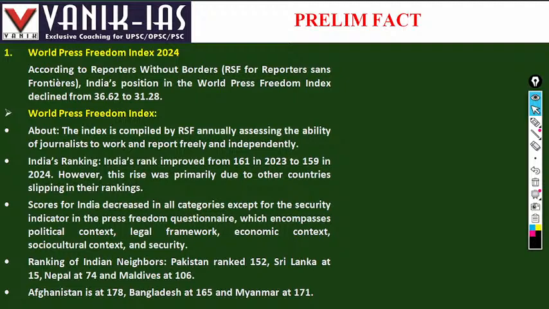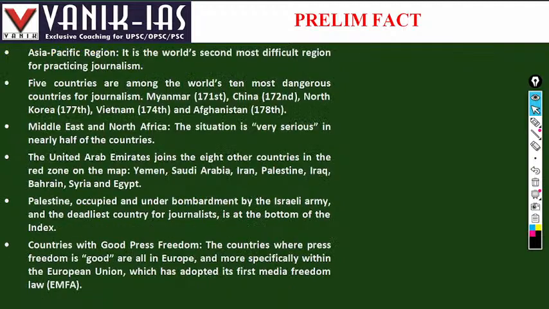Scores for India decreased in all categories except for the security indicator in the press freedom questionnaire, which encompasses political context, legal framework, economic context, socio-cultural context, and security. Ranking of Indian neighbors: Pakistan ranked 152 above India, Sri Lanka at 135, Nepal at 74, Maldives at 106, all are above India. Afghanistan is at 178, Bangladesh 165 and Myanmar at 171.